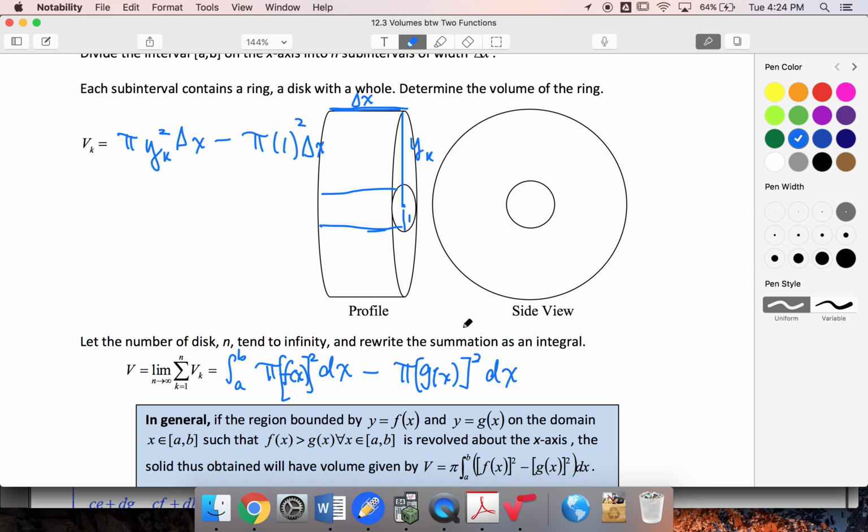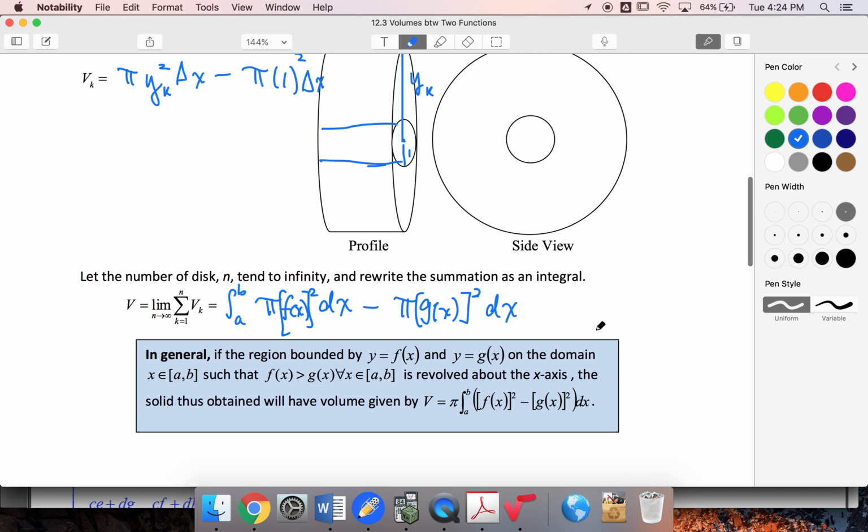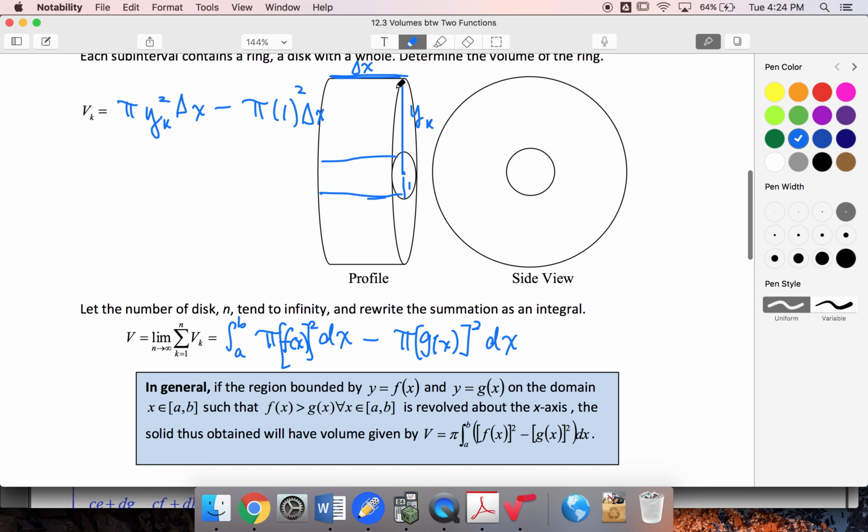I have to square and then subtract. It does not work if I try to do my subtraction and then square. I have to find the total volume and subtract the inner volume. So square, then subtract. This is very, very important.